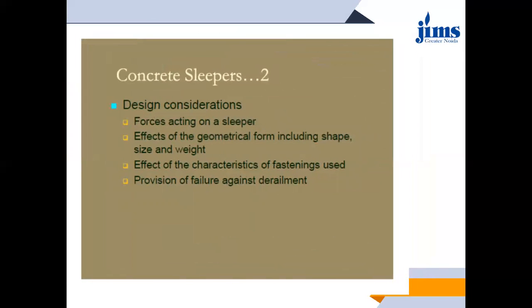Okay. Here are the design considerations which are taken into consideration while going for concrete sleepers. That is, the forces acting on a sleeper are considered. Then effects of the geometrical form including shape, size, and weight. Then effect of the characteristics of fastening used in the construction of the track. Then provision against derailment.